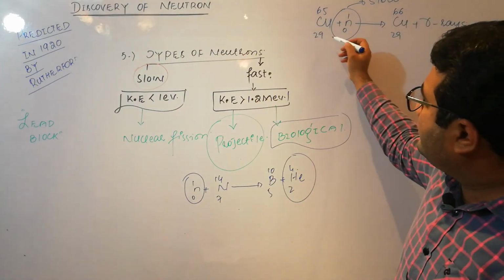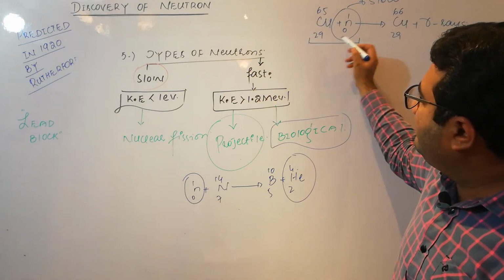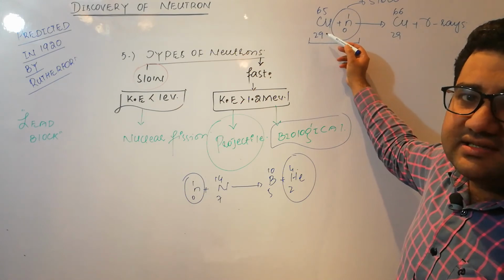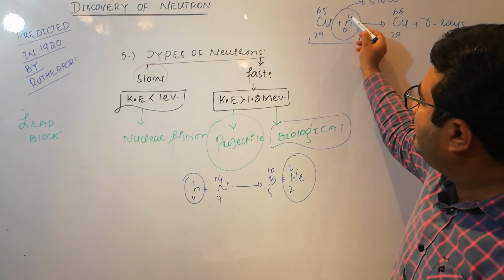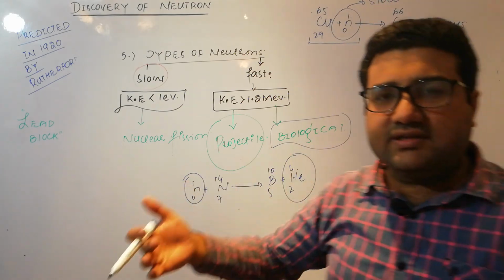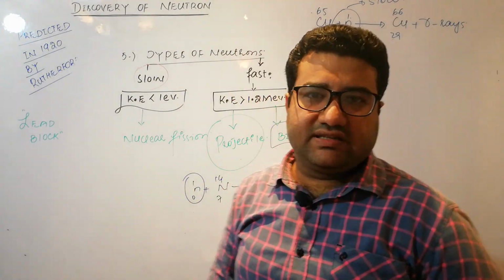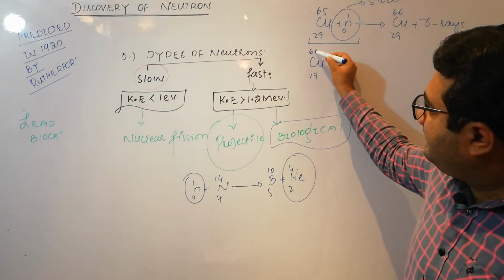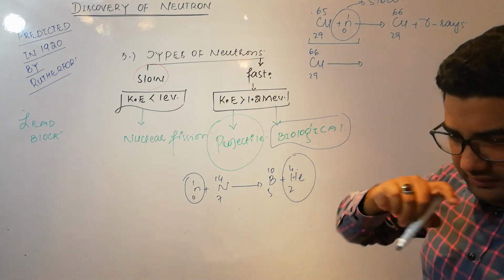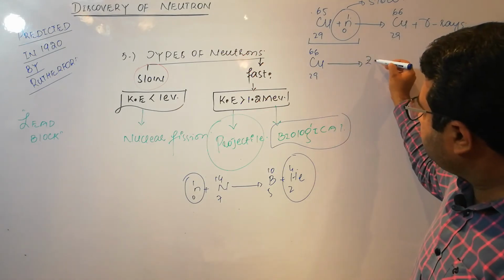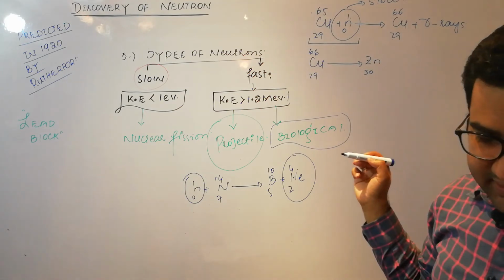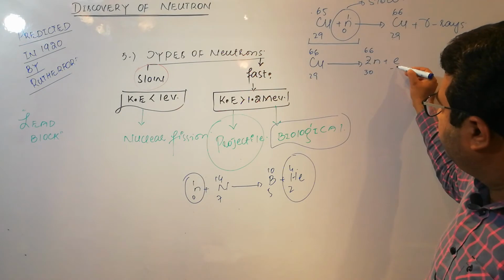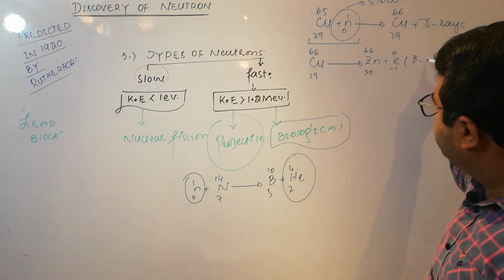Actually, in this case, the copper has accepted that neutron. Because a neutron doesn't change the charge number, the charge number will remain the same, but when one neutron is added to the nucleus of copper 65, it will become copper 66. But this copper 66 is highly unstable, so it will be changed to zinc 30,66 and beta rays are produced.